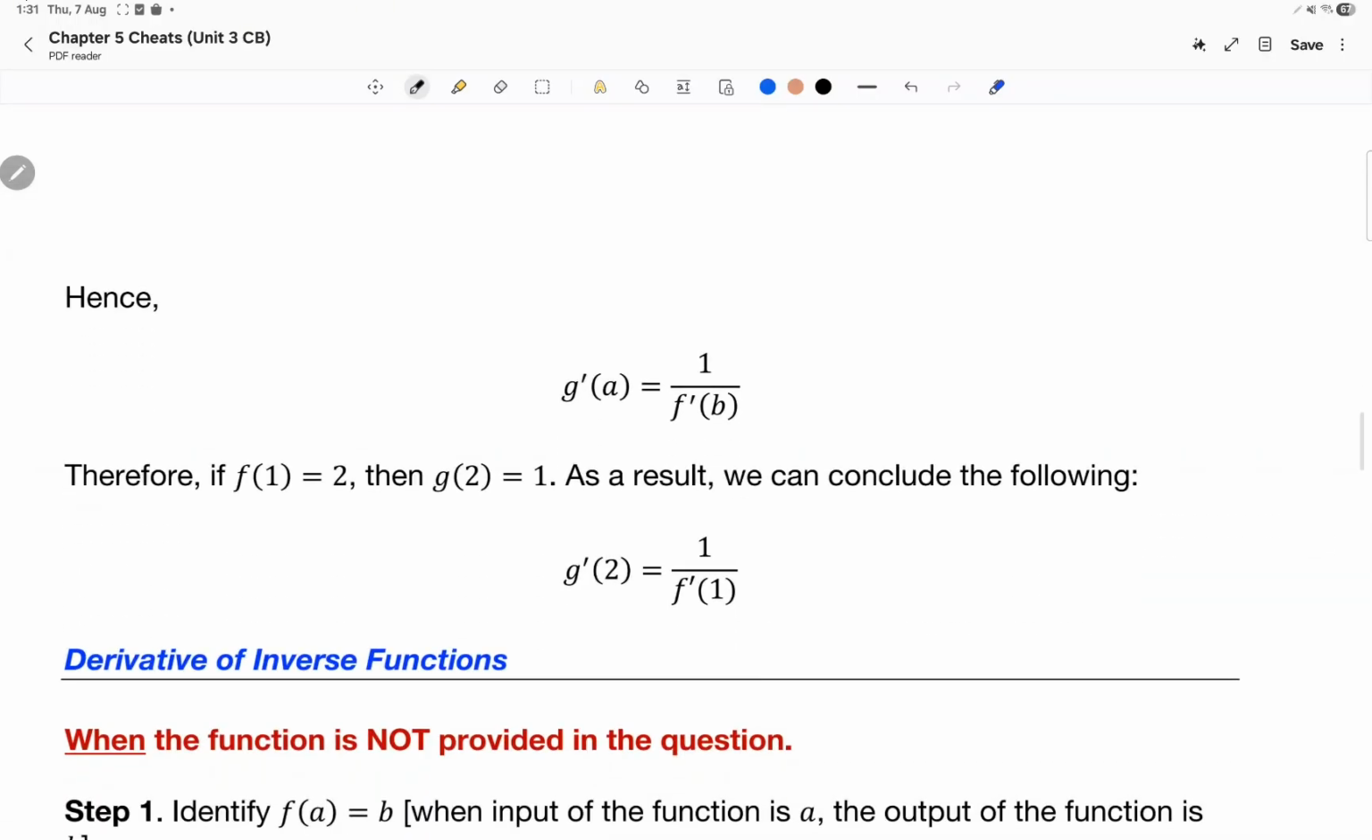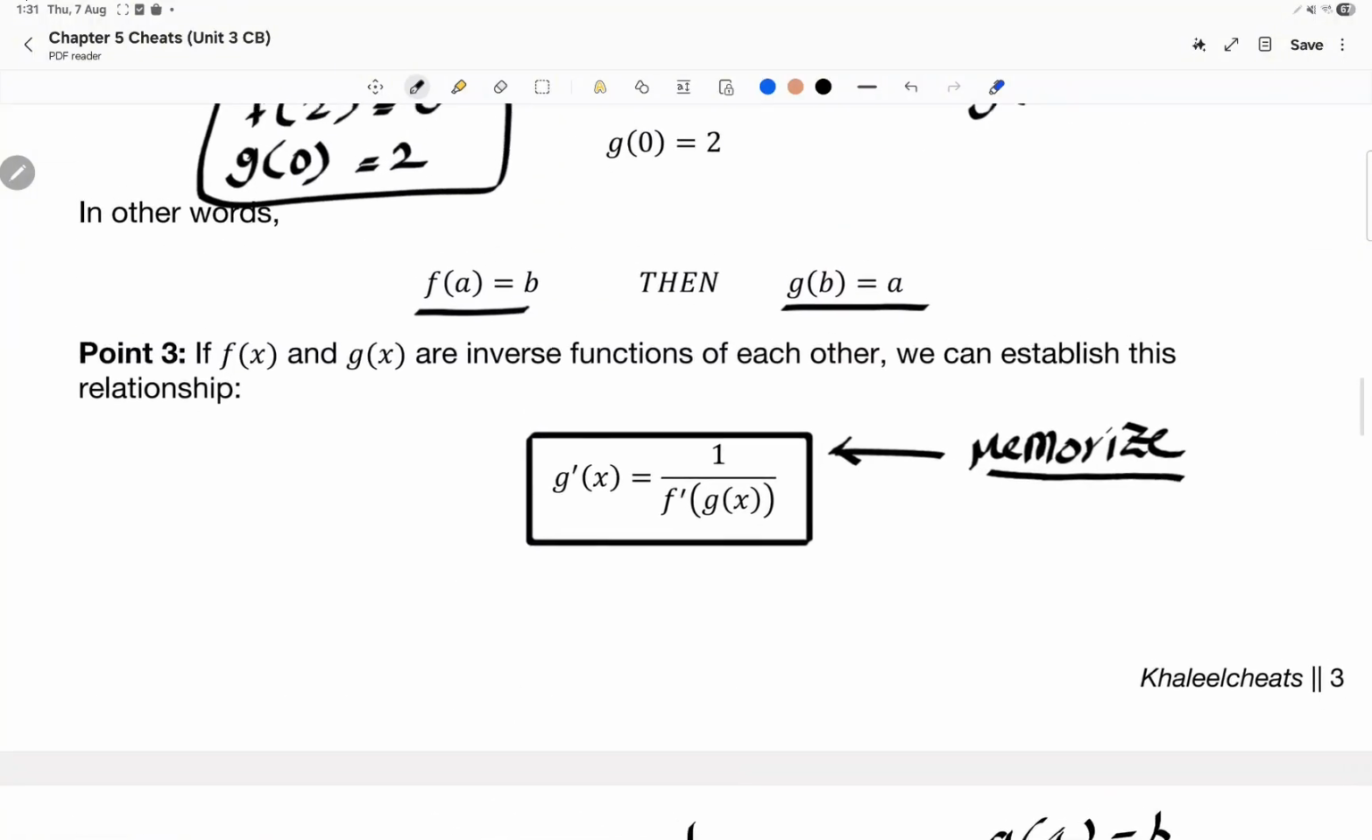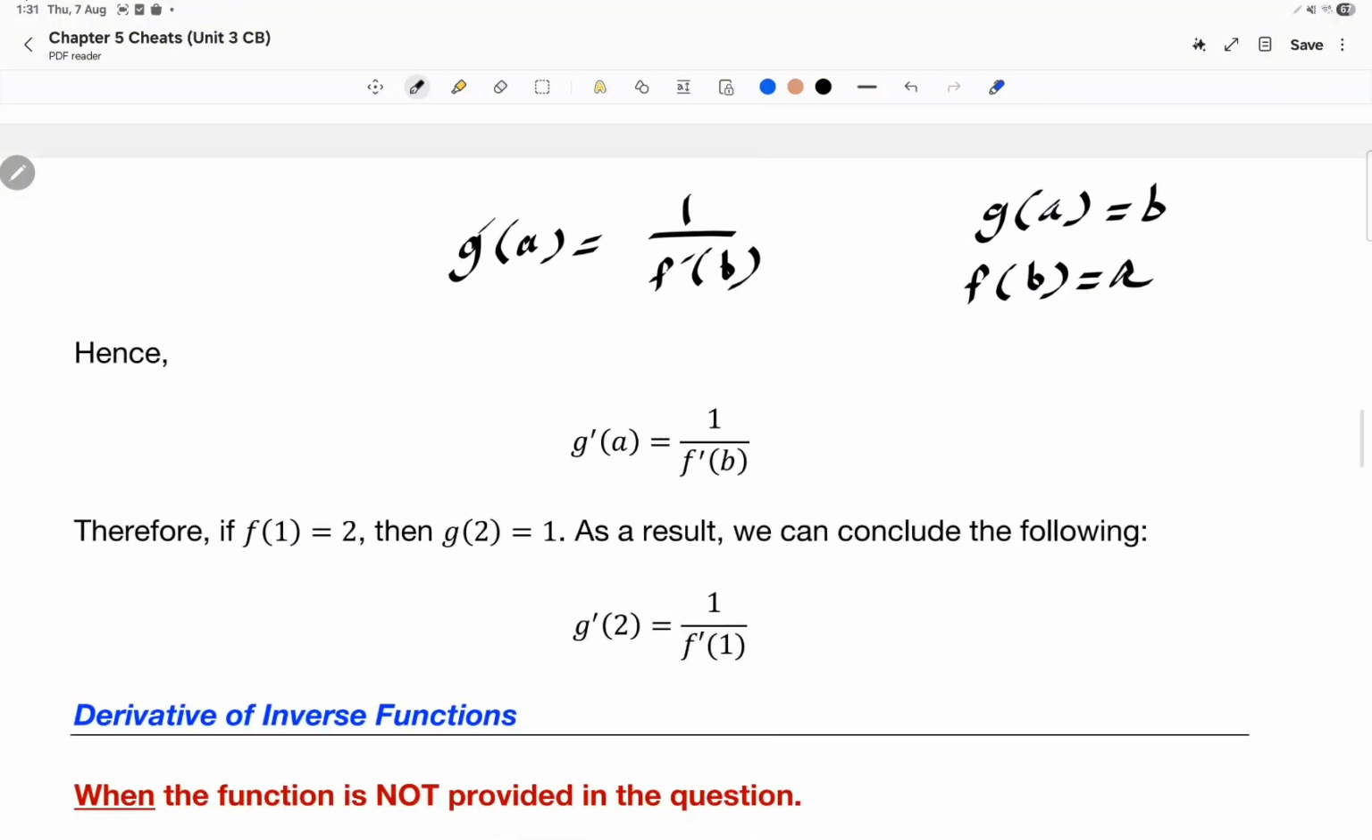Okay. So if g of a is equal to b and f of b is equal to a, then g prime of a is equal to the reciprocal of the f prime of b. Memorize those rules. Memorize this guy. Memorize this guy. They love the second guy more. They do. I'll give you that.